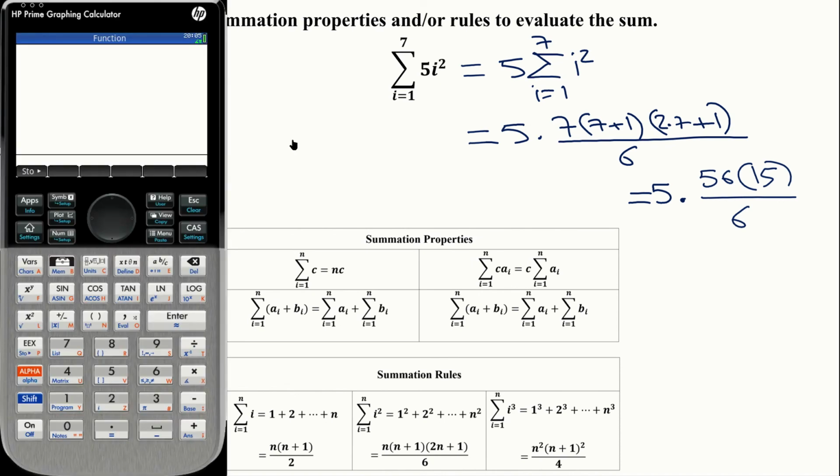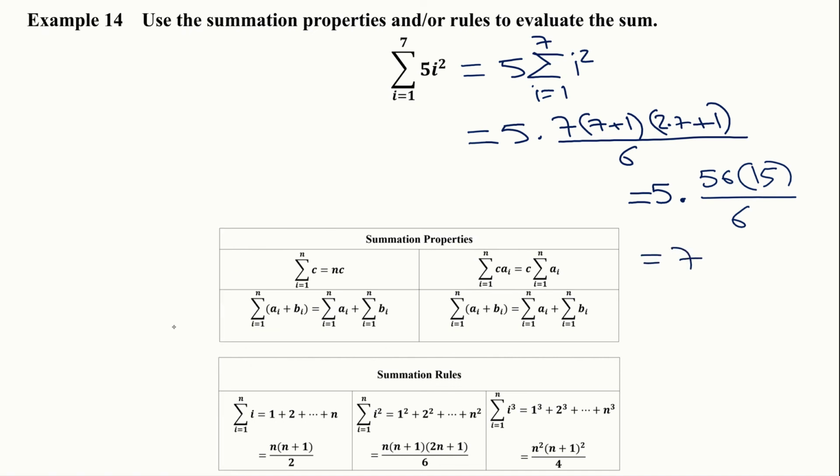So we have 5 times 56 times 15 divided by 6. We end up with 700. All right, so that we use two of the properties. Remember, we use this property, but we use the property and a rule, right? So we use this property and we use this rule, okay? That's all there is to it.